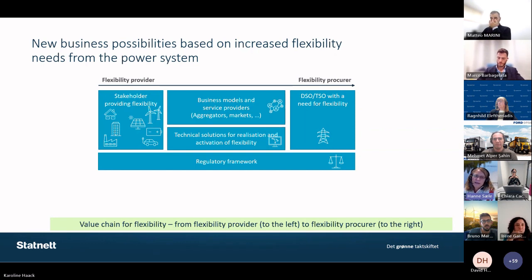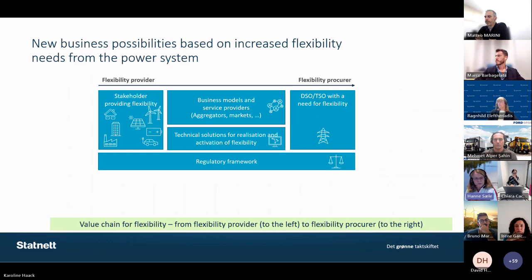So we have the provider and we have the procurer, but we need something in between to match the need and the offers, and that is we need business models and service providers. And that can be aggregators and markets, balancing markets, so flexibility markets. So these new stakeholders can also develop incentives for activating flexibilities. But it is important that all the stakeholders included in this value chain will benefit from utilizing flexibility.